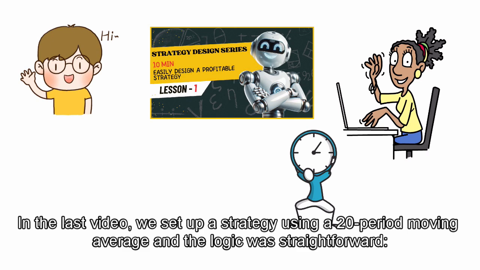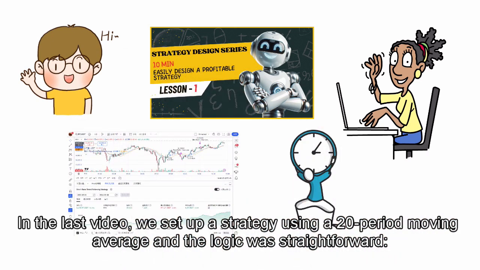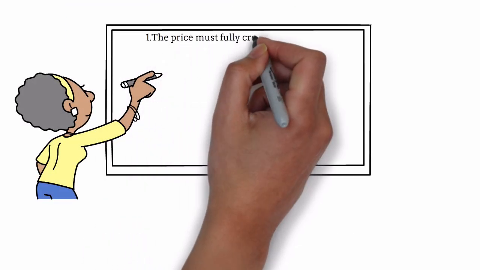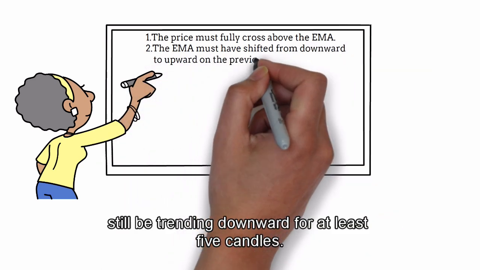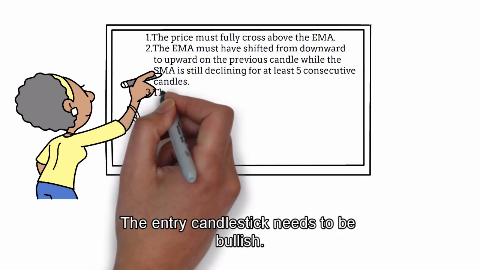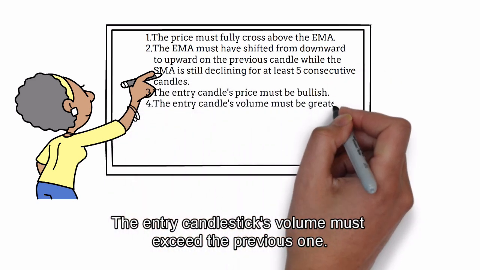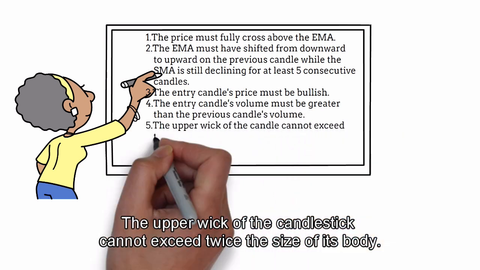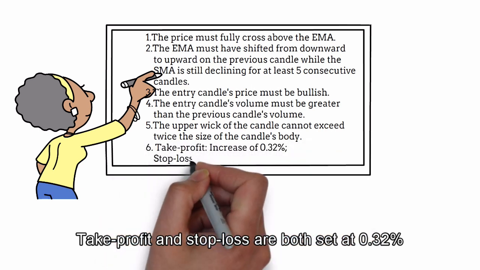In the last video, we set up a strategy using a 20-period moving average, and the logic was straightforward. The price has to fully cross above the EMA. The EMA must have turned upward on the previous candle, but the SMA should still be trending downward for at least 5 candles. The entry candlestick needs to be bullish. The entry candlestick's volume must exceed the previous one. The upper wick of the candlestick cannot exceed twice the size of its body. Take profit and stop loss are both set at 0.32%.